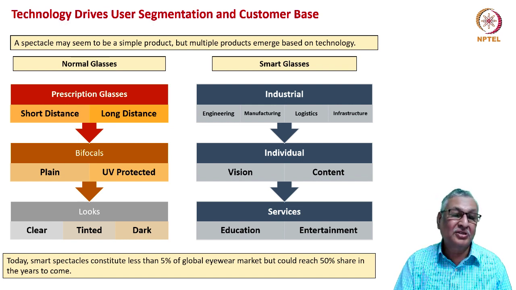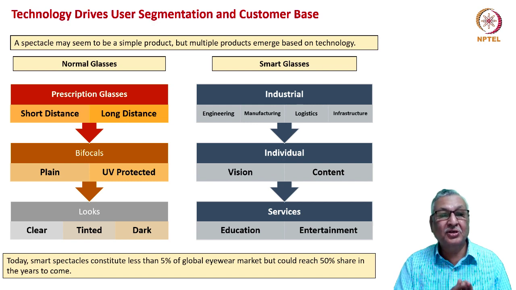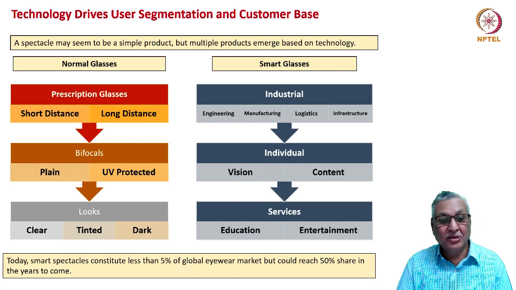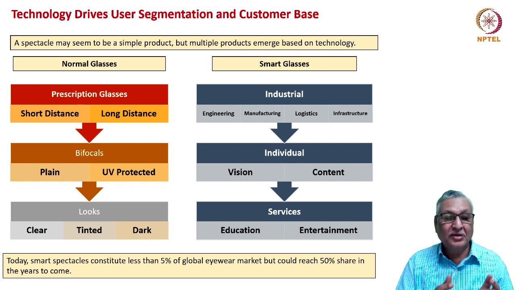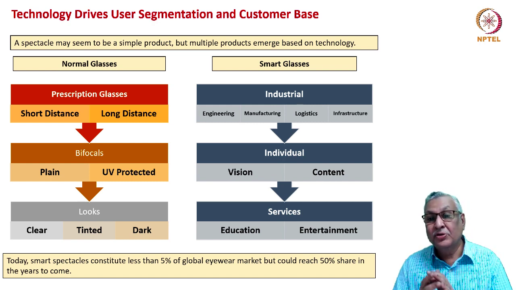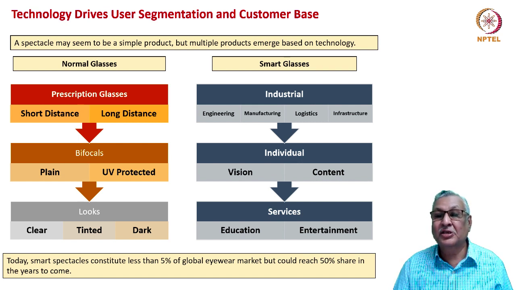If it is a normal glass, we can have prescription glasses which are of short distance type or long distance type. You can have bifocals which are plain or UV protected. You can have looks which are clear, tinted or dark. This is as much as one goes in terms of segmentation and appealing to different customer bases in respect of normal glasses. But when you look at smart glasses, you can see that the whole scope gets explosive.